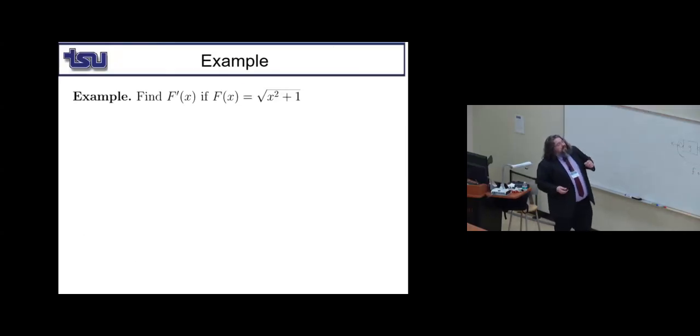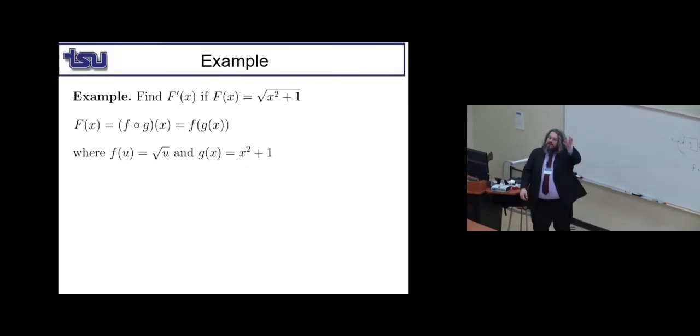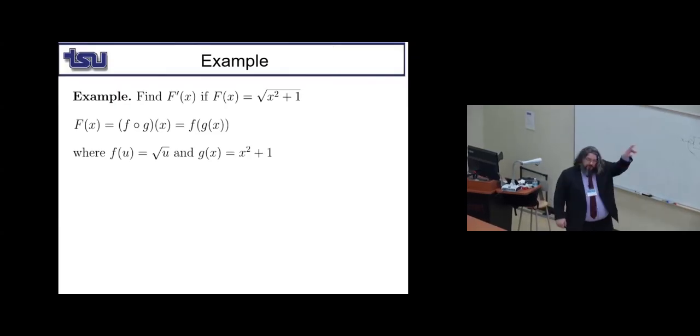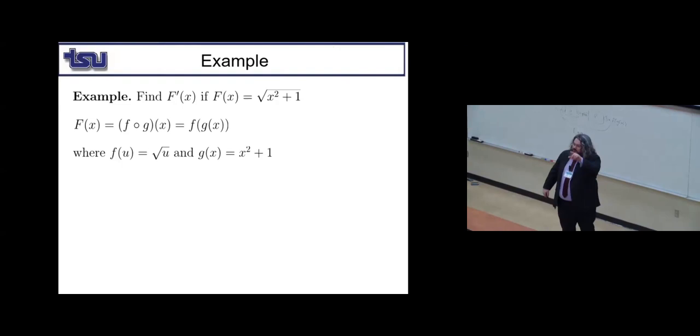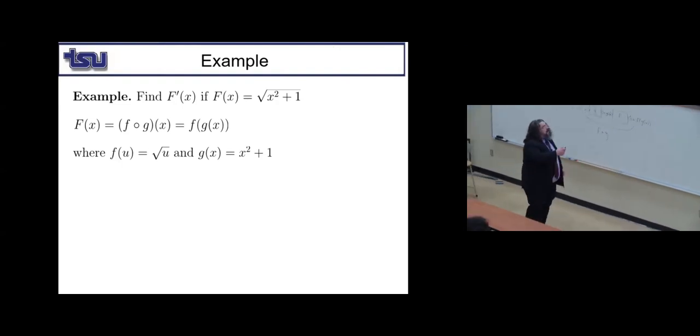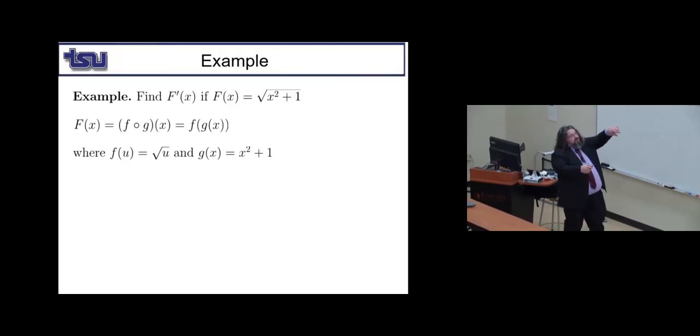So if we can look at a simple example here, the chain rule shows up everywhere, of course. So if I've got the square root of x squared plus 1, well, I know how to take the derivative of a square root function. We saw that before. I know how to take the derivative of x squared plus 1. That's just a polynomial. Those are easy.